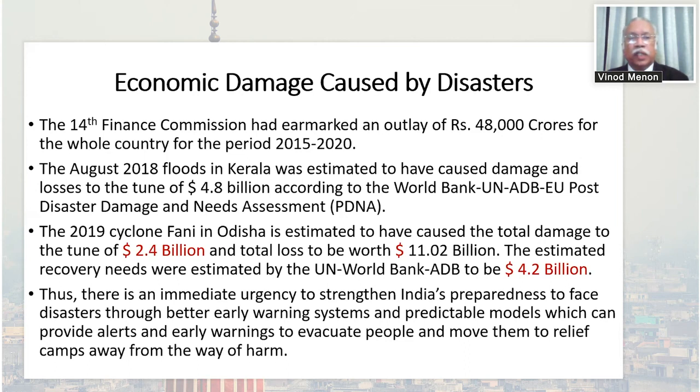And we have actually seen that the damage caused by disasters has been increasing. And now the damage assessments done by the World Bank, UN, ADB talk about the average, even in a disaster like the floods in Kerala, was $4.8 billion. And in Orissa, the cyclone Fani actually has cost a damage of $2.4 billion and loss worth $11 billion. And the recovery was estimated to be about $4.8 billion. And there is a need for immediate urgency to strengthen preparedness to disasters through better early warning systems and predictable models to provide alerts and early warnings to evacuate people and move them into relief camps away from the way of harm.